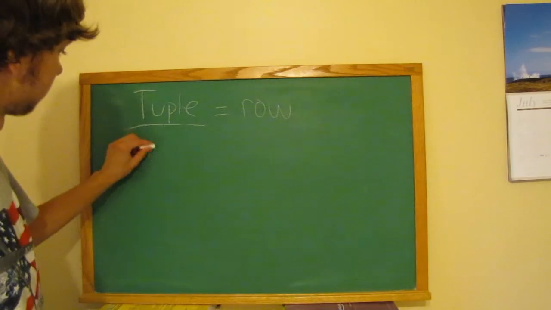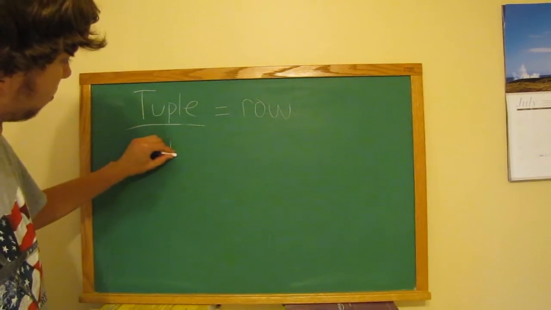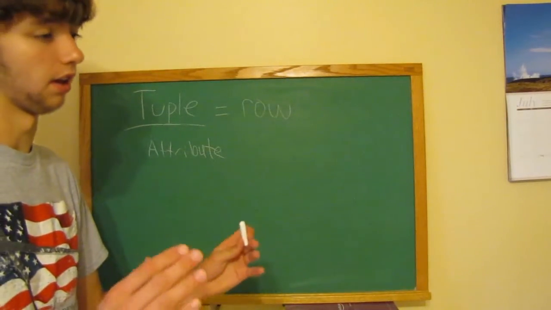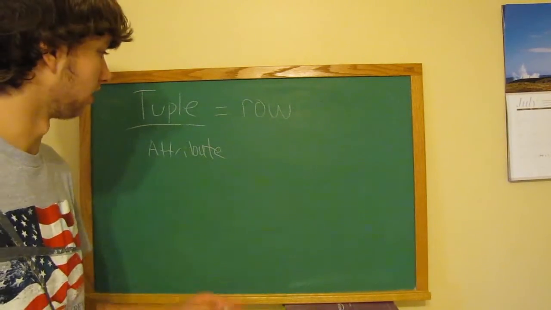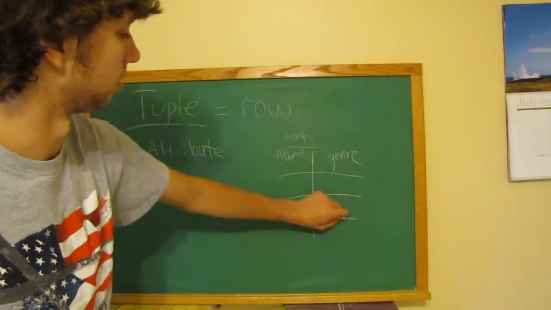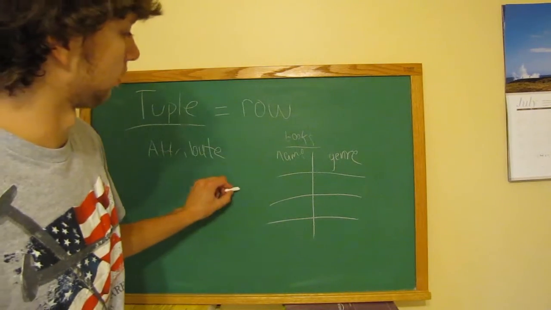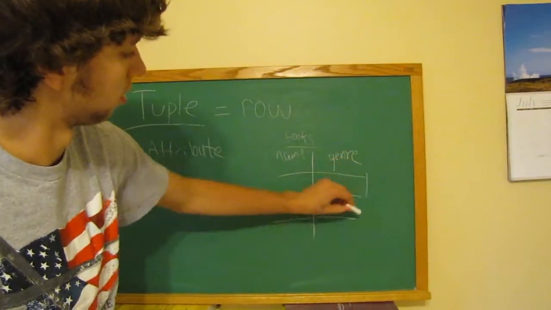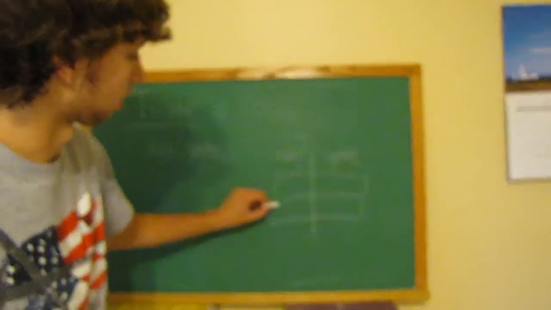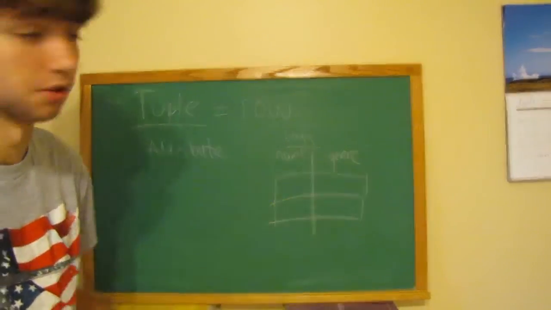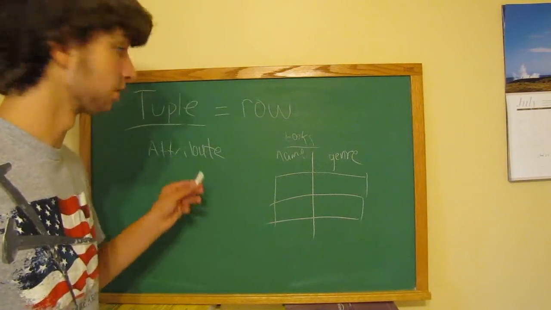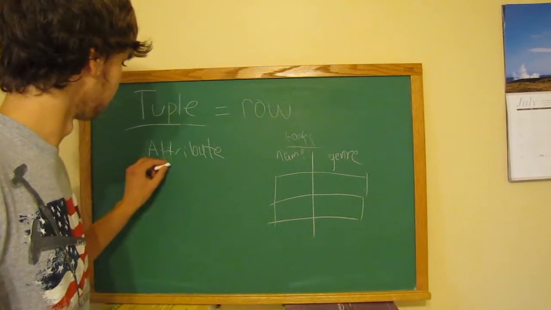Next, attribute. Now, attribute is each individual cell. You can have each individual row here, or tuple. So this is a tuple, that's a tuple. Now an attribute would be each individual box here. So that's an attribute, that's an attribute, that's an attribute, that's an attribute. This can also be called a field. So attribute and field.